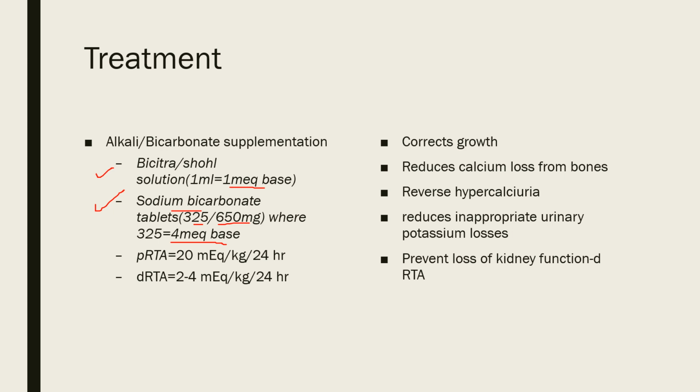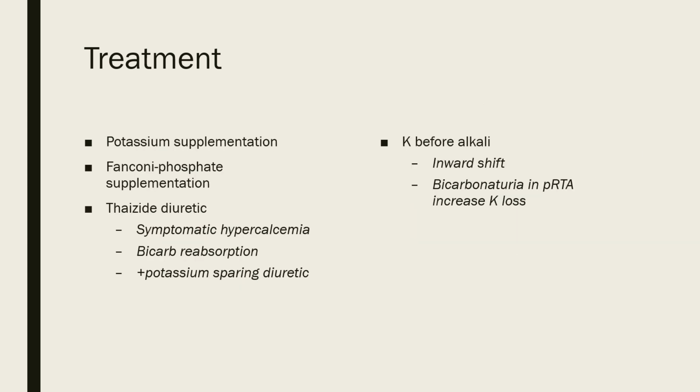The dosage required will be very high in proximal RTA because absorption is going to be very less, and distal RTA will be 2 to 4 milliequivalent per kg per 24 hours. What is the importance of alkali therapy? This is going to correct growth. This will reduce calcium loss from bones because metabolic acidosis is getting corrected. It will reverse hypercalciuria again because there will be less bone resorption. It will reduce inappropriate urinary potassium losses and it will prevent loss of kidney function, especially in distal RTA.